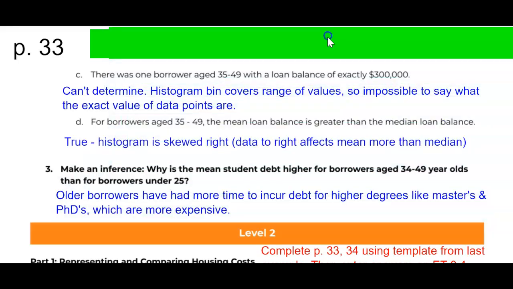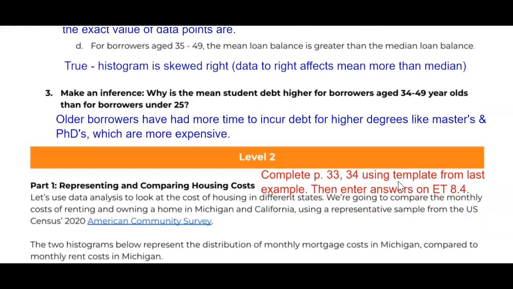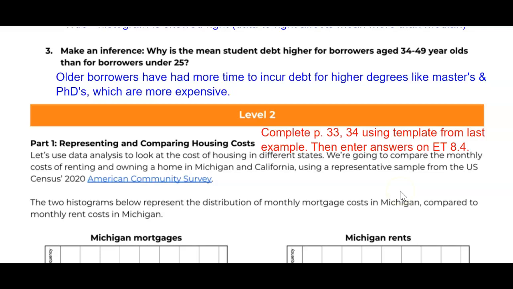All right, so this is a possible theory. Older borrowers have had more time to incur debt for higher degrees, like a master's degree or a PhD, which is more expensive. Maybe they went to medical school or law school or something like that. Whereas those younger borrowers are probably not at that step yet, or they could be, but not necessarily as likely to be going to those higher degree programs that would make them take on more student debt. So maybe we're looking at undergrad only with under 25 and the higher degree programs for the others. So that's a possibility.